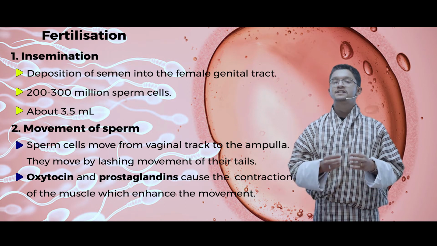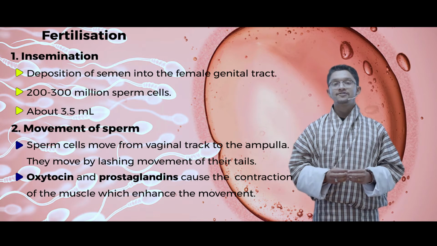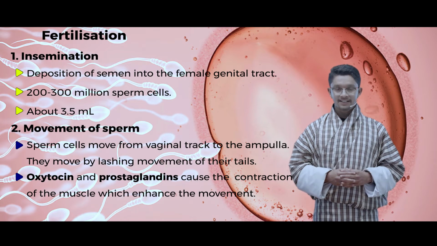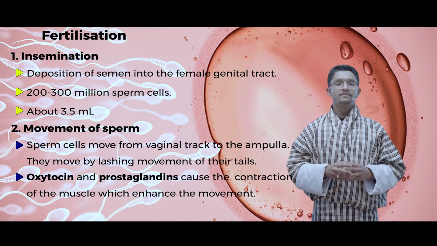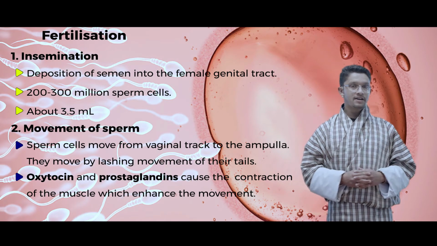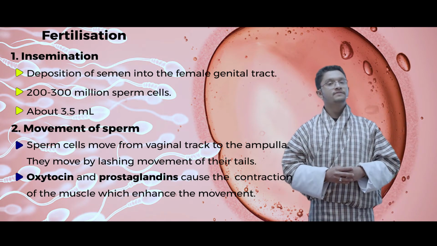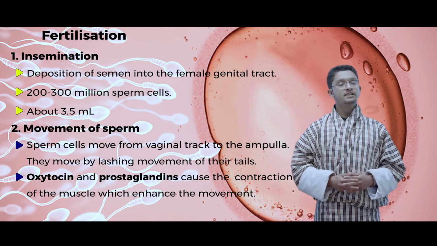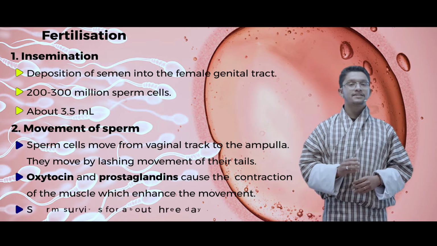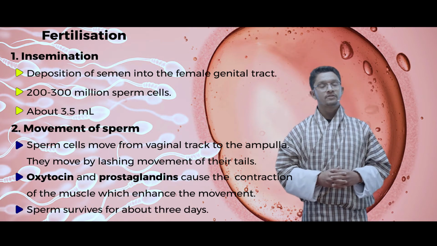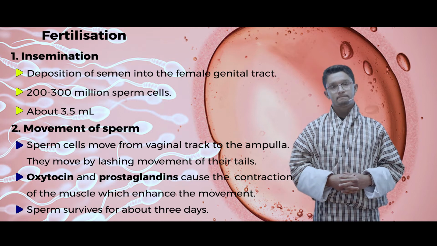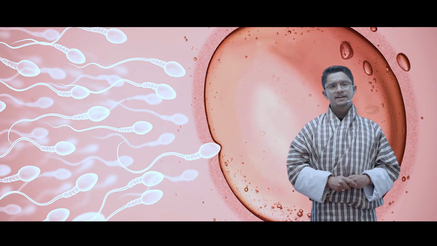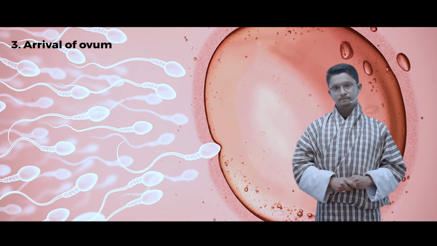all the sperm cells deposited in the female genital tract may not reach the area of fertilization because of many factors. Maybe because of acids there, or maybe because of some physical deformities. It is also important for us to know that after deposition into the female genital tract, the sperm cells survive for around 72 hours. The next important thing that is occurring simultaneously is the arrival of ovum.